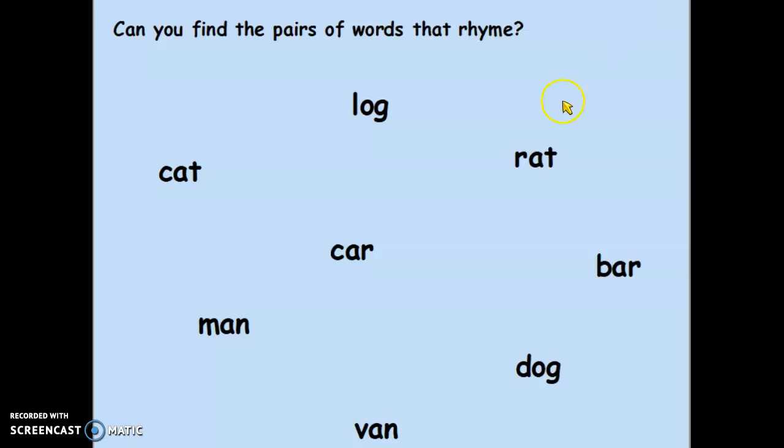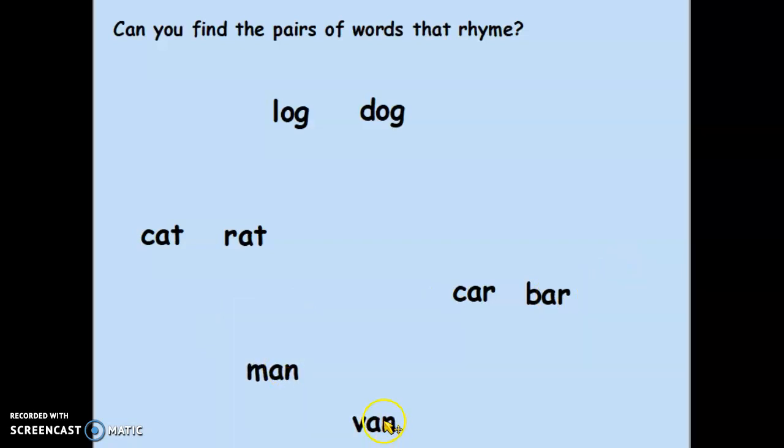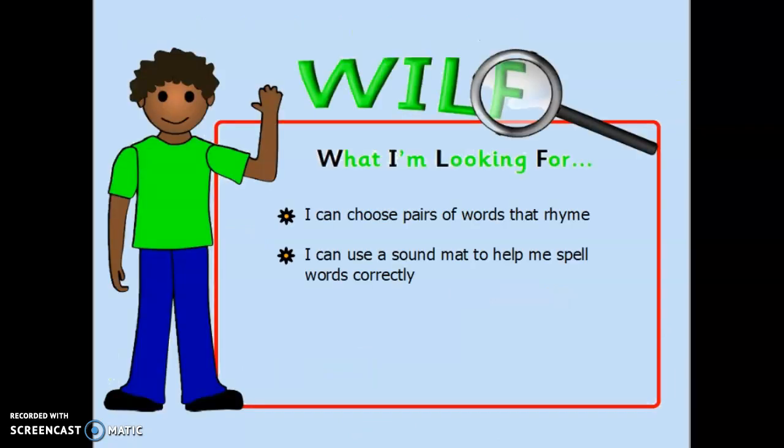Okay, let's have a look together. Did you find log and dog? Well done if you did. Did you find cat and rat? Well done. Did you find car and bar? And finally, man and van. Well done if you got all of those pairs right.